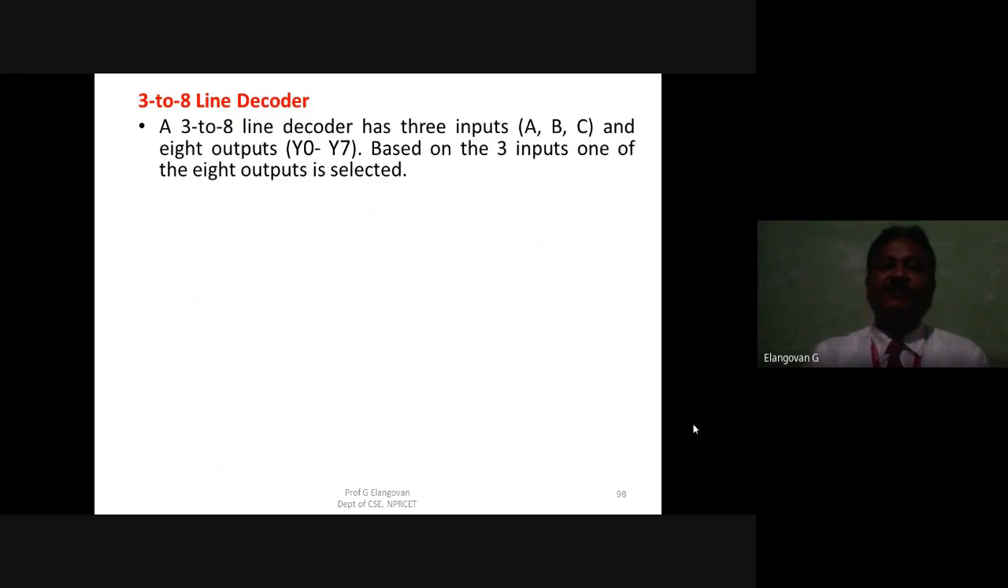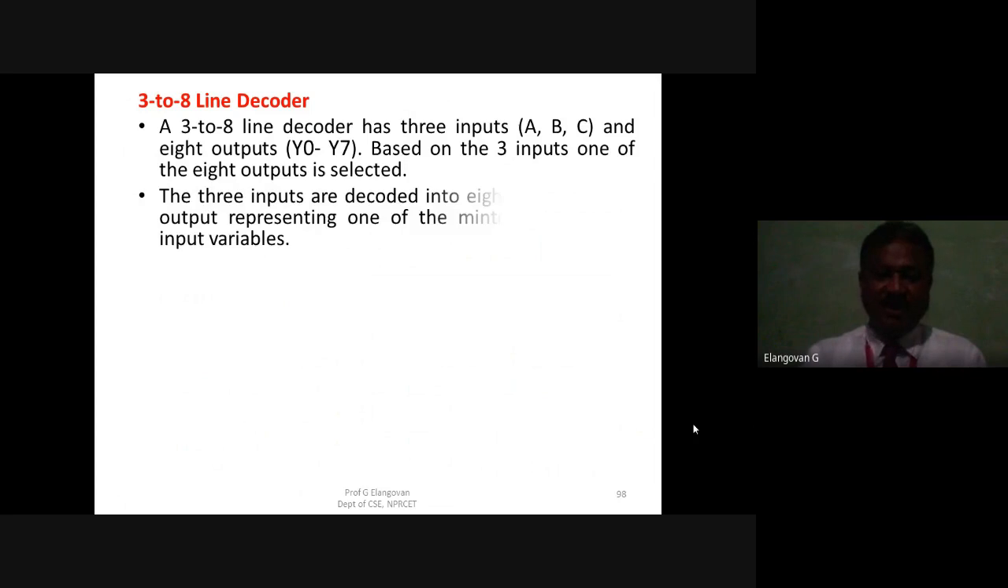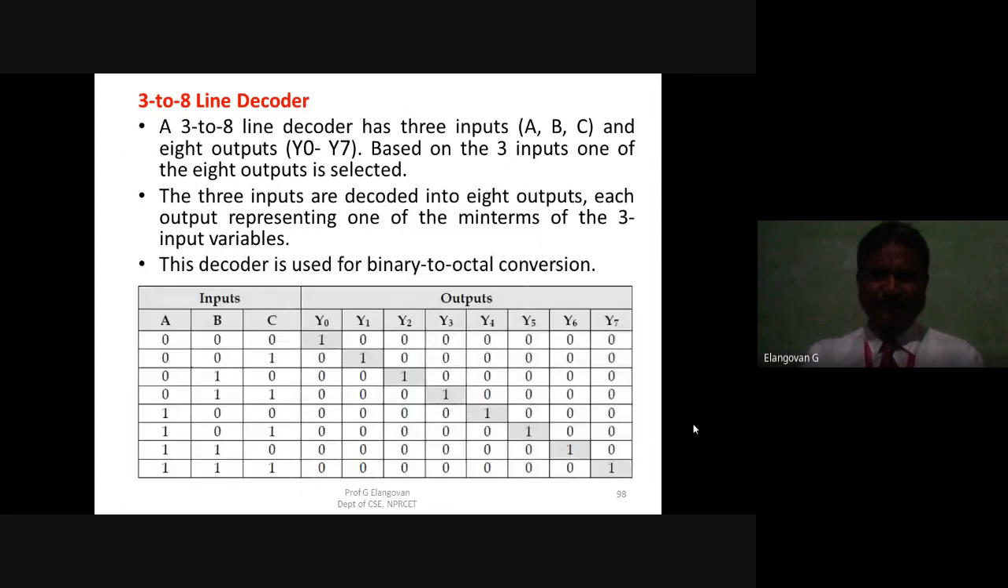Similarly, consider the 3 to 8 line decoder. There are 3 inputs and 8 outputs. The 3 inputs are A, B, C, and you can have 8 outputs, the 2 power 3 combinations. For convenience of understanding, we have removed the enable input. If all 3 inputs are 0, Y0 is 1. So Y0 is the AND of A dash, B dash and C dash, and similarly for all the outputs.